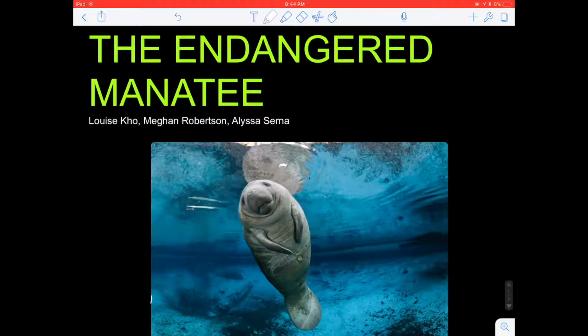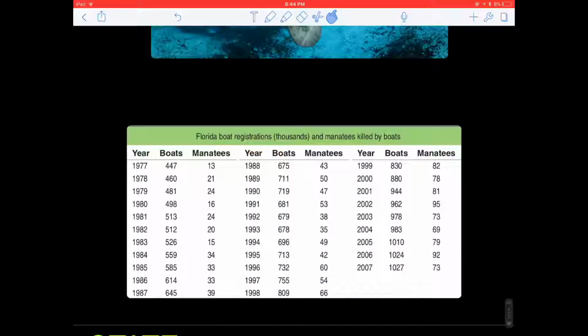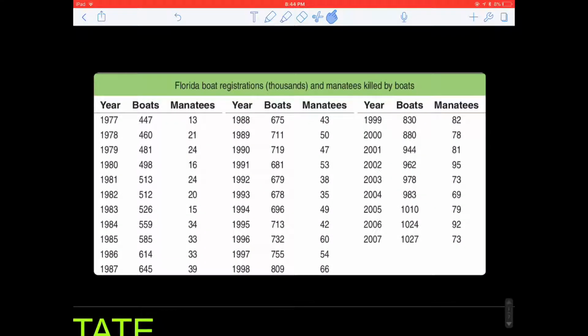Hey guys, so today we're going to be discussing the endangered manatee. And to give a little background, manatees are large, gentle, slow-moving creatures found along the coast of Florida. Many of these manatees, however, are injured or killed by boats. And the table here basically shows data on the number of boats being registered in thousands and the number of manatees killed by boats from the years 1977 through 2007.